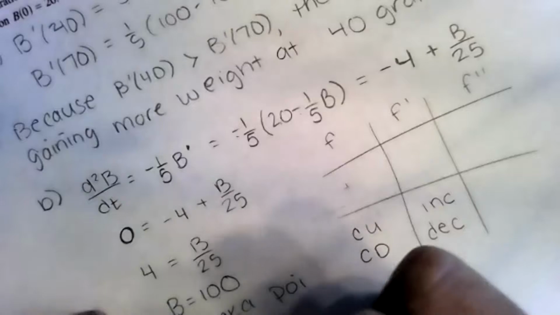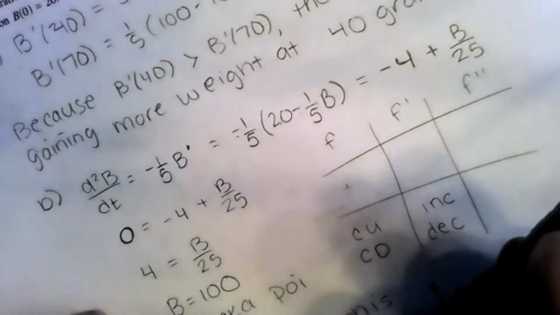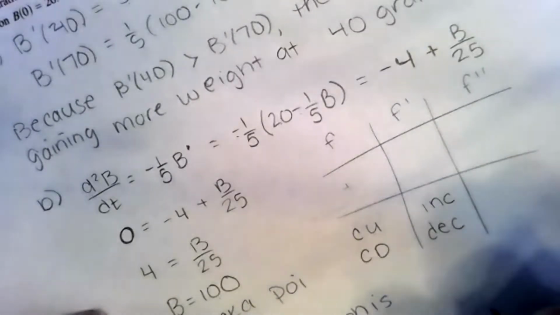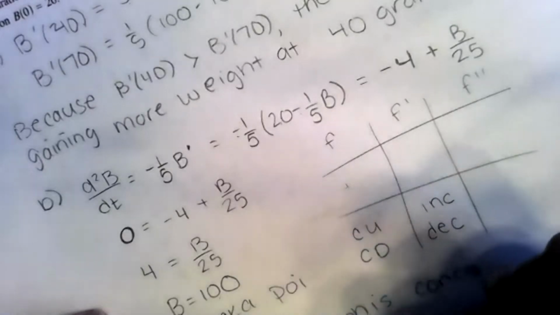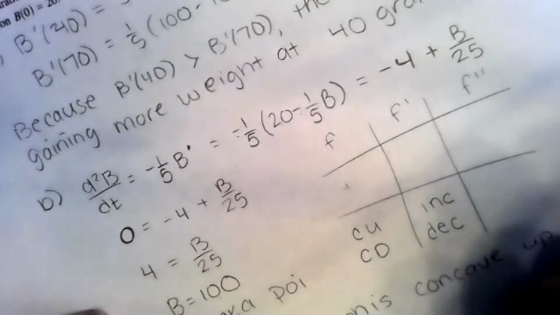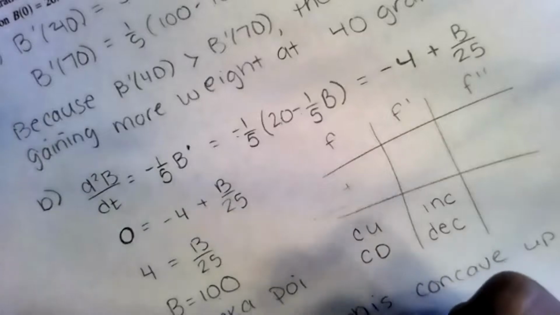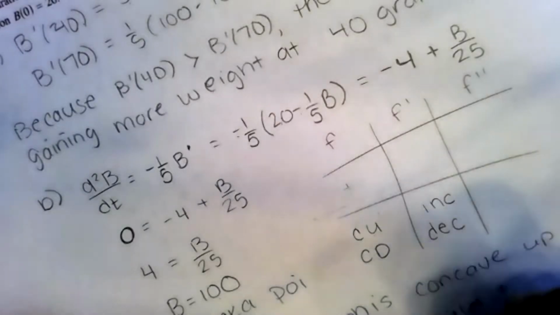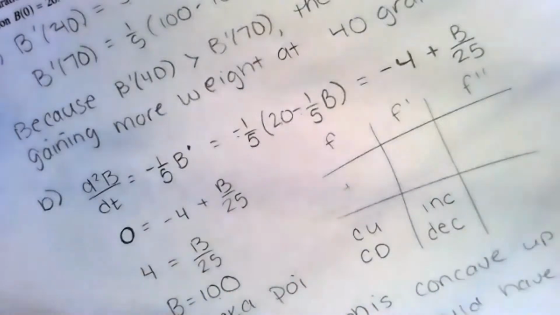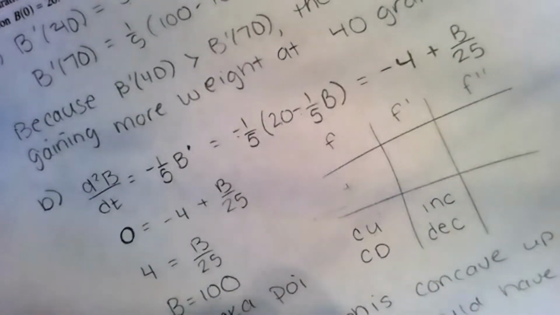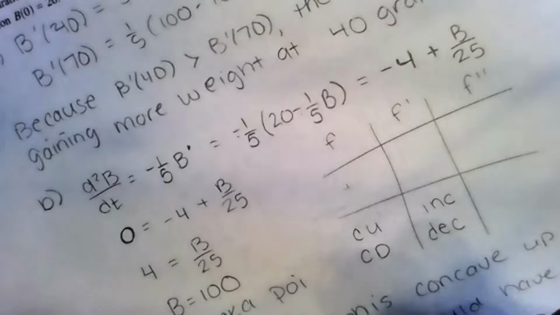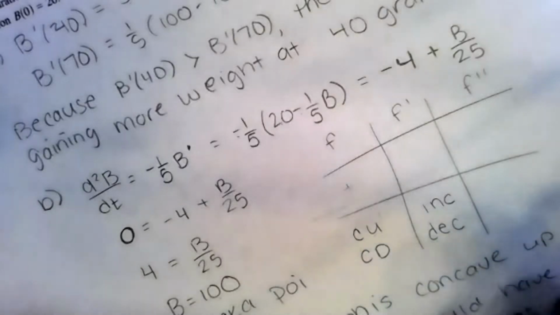So we could say that because the graph is concave, you could go either direction, concave up, from 0 to 20 days. It should have been concave down because b prime of t was decreasing.